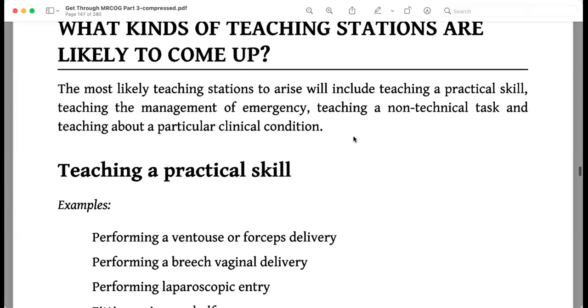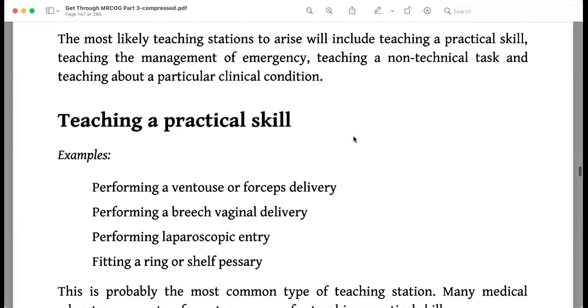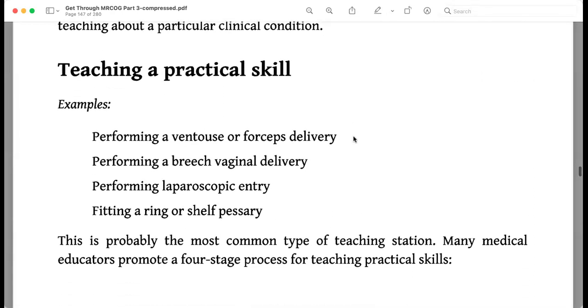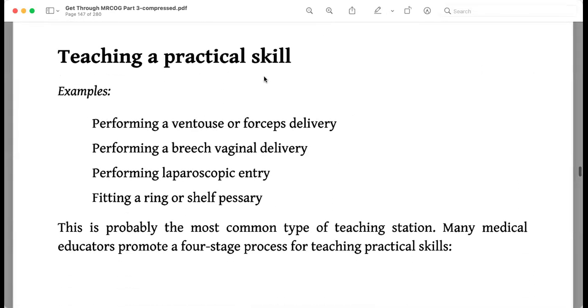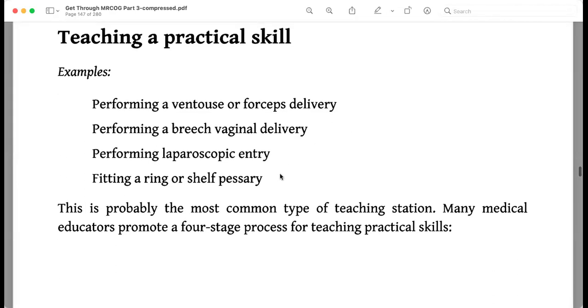Okay, so the most likely teaching stations to arise will include teaching a practical skill, teaching the management of an emergency, or teaching a non-technical task, and teaching about a particular clinical condition. Teaching a particular practical skill, like for example, ventouse or forceps delivery, breech vaginal delivery, laparoscopic entry, or fitting a ring or shelf pessary.